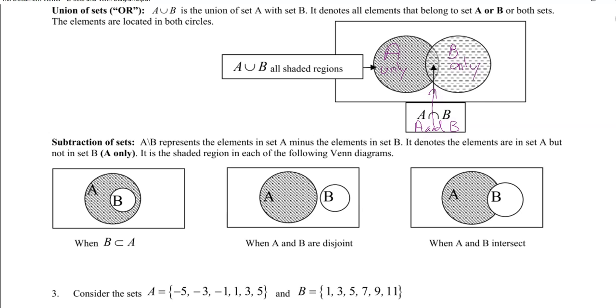It is the shaded region in each of the following. So you can see that B is a subset of A. And that's what that means. It's also on your formula sheet. B is a subset of A means that B is going to be inside A, right? Like totally surrounded by A.